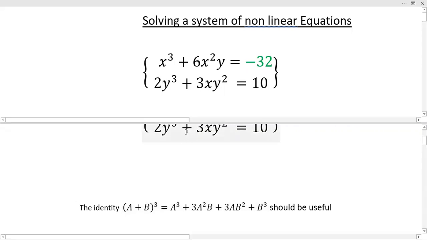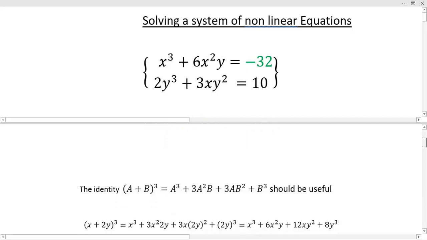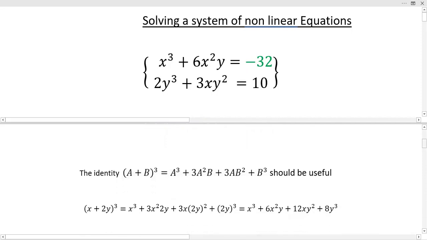Now, the crazy thing is you have a 6 right here. You have a 6 here. You have a 3 here. So it turns out the favorable expansion is to do x plus 2y quantity cubed. And that's very believable, because you can follow along, but when you do the arithmetic here, you do get x cubed plus 6x squared y, which are the first two terms here. And we're on our way.